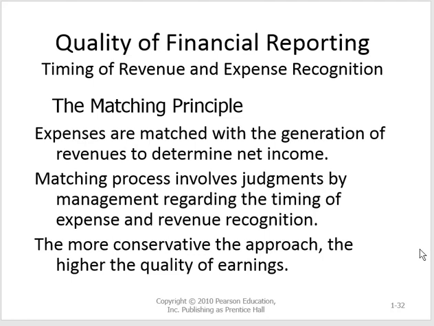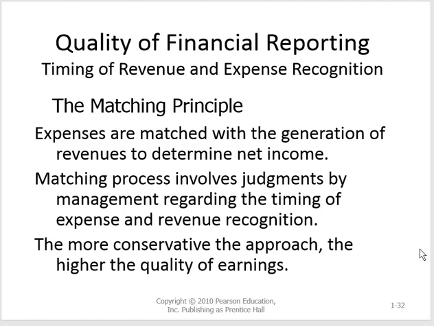So what does quality of information mean? Essentially what it means is you can count on the data. It is reliable. One of the biggest issues of having challenges with this reliability and having differences across countries has to do with the concept of matching. The matching principle basically says we want to match the expenses of the company with the revenues to determine net income.